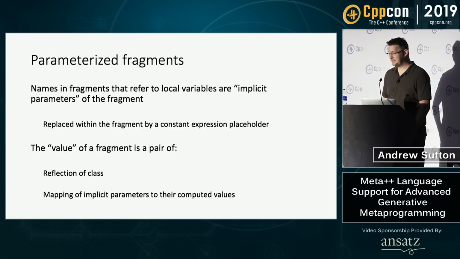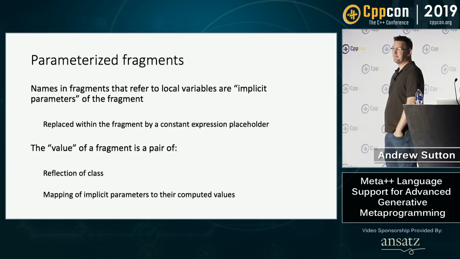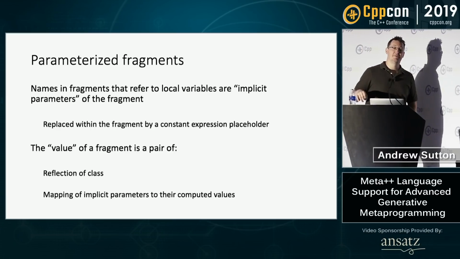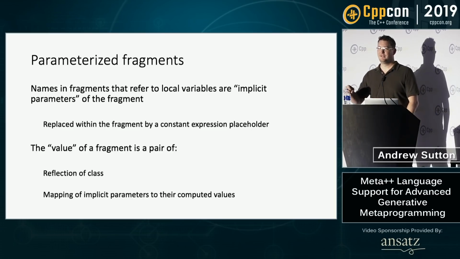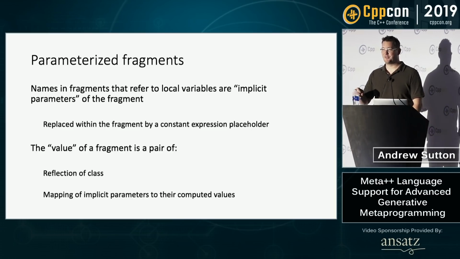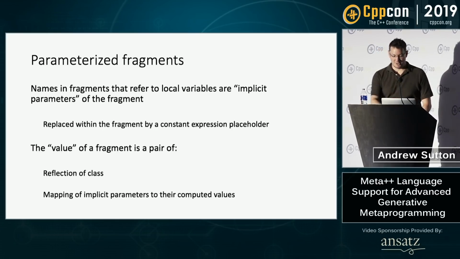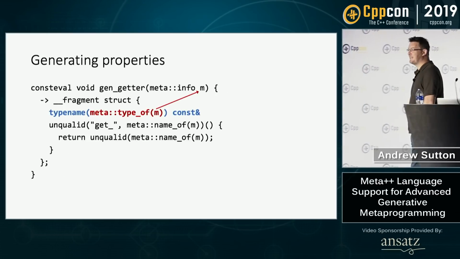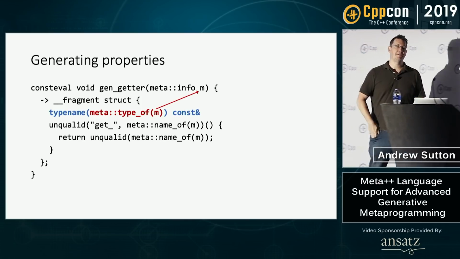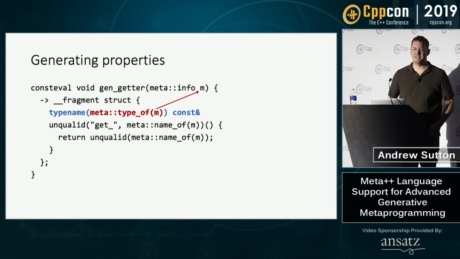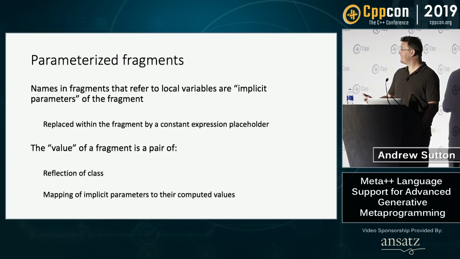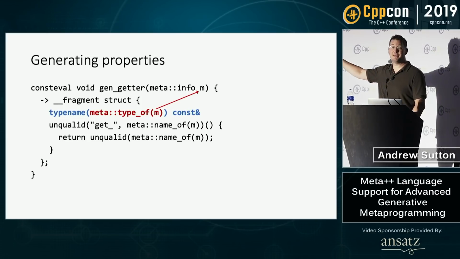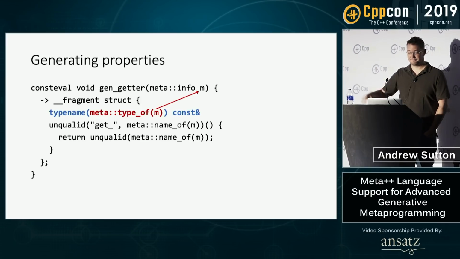And it turns out that we've made this decision that fragments are kind of implicitly parameterized. So inside of a fragment, if a name refers to a local variable, what we really do is replace that name with a constant expression placeholder. So if we come back here and look at the m in this case, that's not really the same m. That m inside of the typename operator actually refers to this invisible placeholder that we've declared as part of the fragment. The reason we do that is because that makes this a constant expression, but also dependent, and it allows us to defer the meaning of that typename operator until some point in the future.